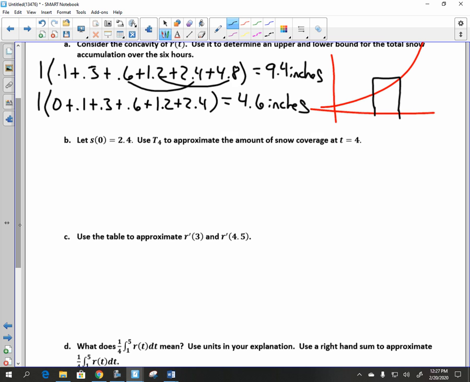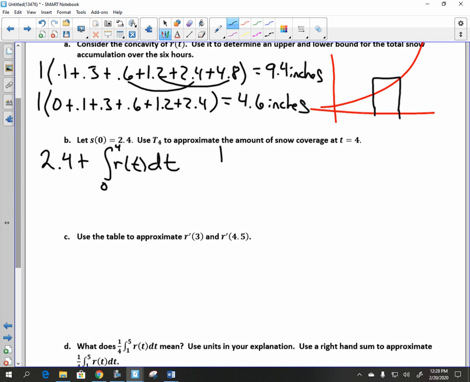So remember that when we want to know the total amount of snow coverage, what we're setting up is we take our start, which is 2.4, and add it to the integral from 0 to 4 of R of t dt. That's what we talked about yesterday, didn't we? The deal is that we can't come up with an exact value for this integral because we have a table. So we're going to use R sub 4 and L sub 4 to approximate T sub 4, right? Right-hand sum and left-hand sum to come up with the trapezoidal sum.